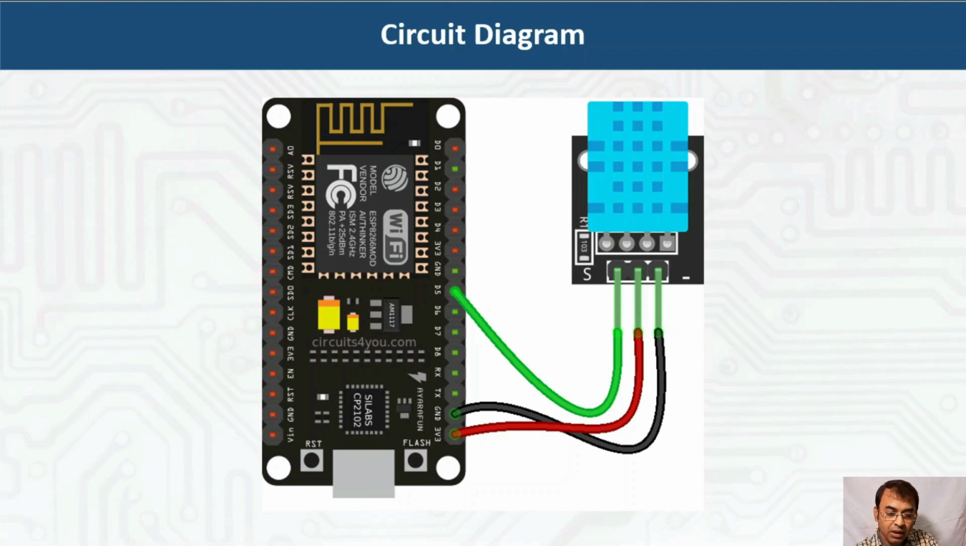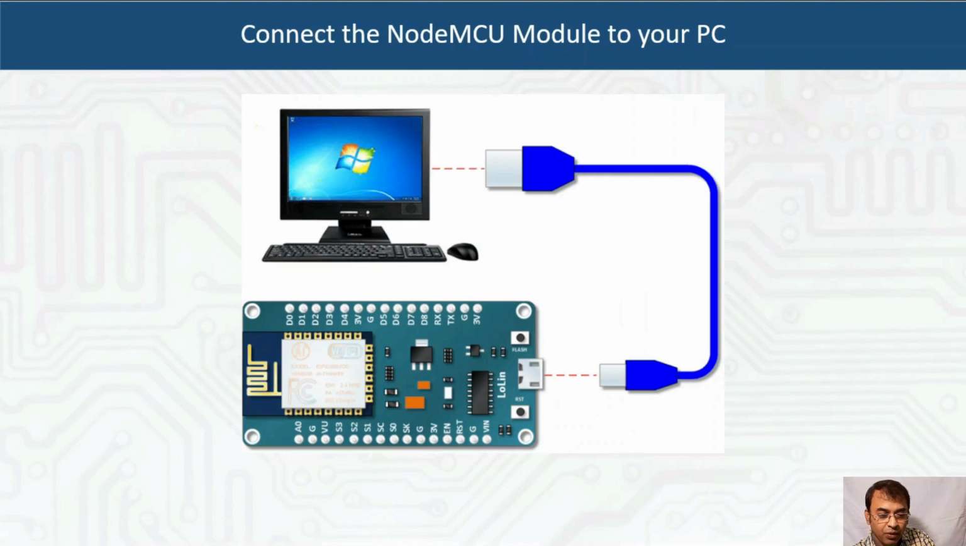So guys, this is the circuit diagram. I have connected the data pin to the D5 pin of this NodeMCU, ground to the ground pin, and VCC, that is the positive pin, to 3.3 volt. This is how you can connect your NodeMCU and your computer.